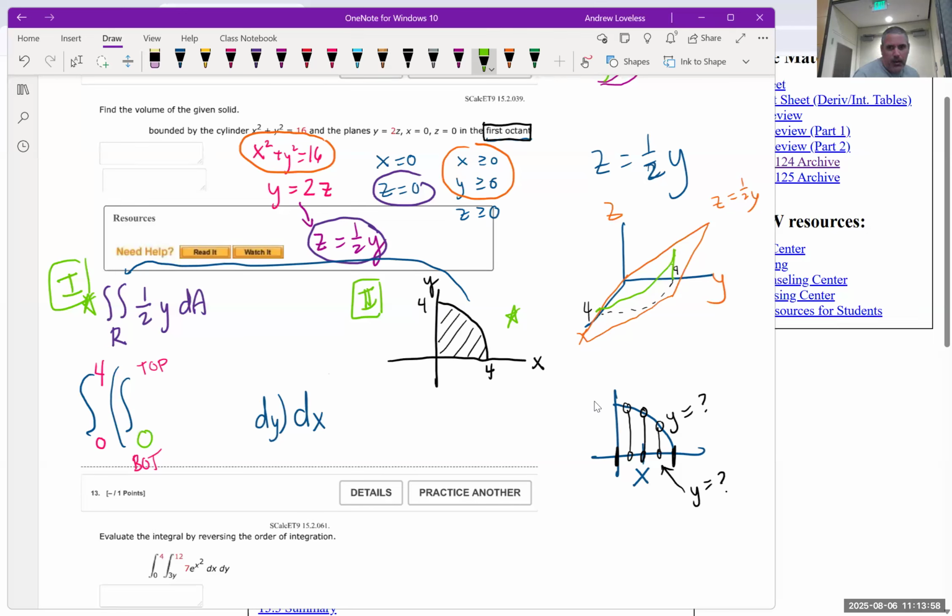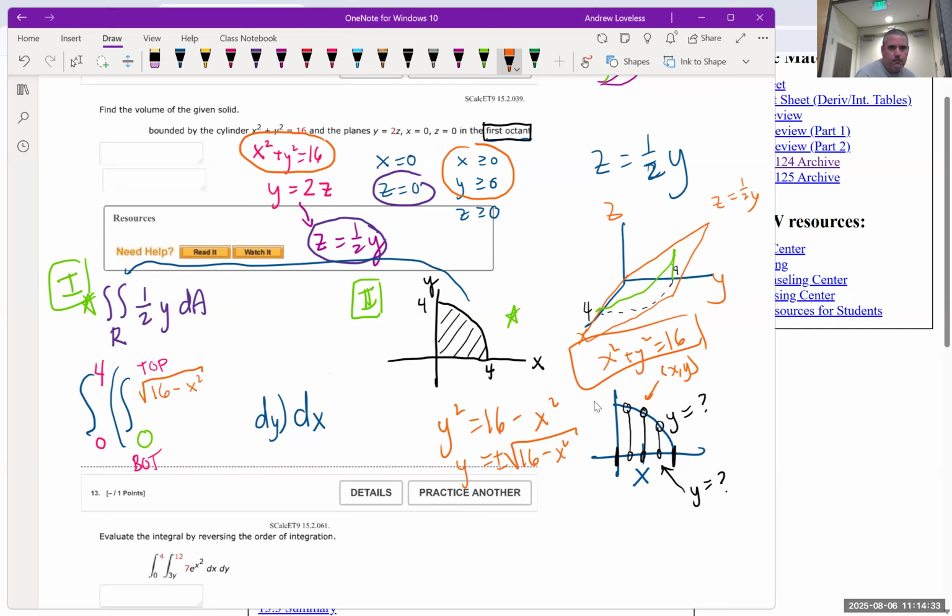So now I need to do the top. I need to know based off of x how far it is from here to here, given the fact that this is a point on this circle, which was x squared plus y squared is 16. So I need to be able to hand you an x, and you need to be able to give me the formula for the positive y you get. So we need to solve for y. Y squared is 16 minus x squared. Y is equal to plus or minus the square root of 16 minus x squared. But we want the positive one. That goes here. So that will give us that volume.